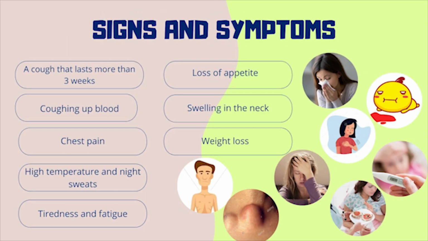So what are the signs and symptoms? Cough that lasts more than 3 weeks, coughing up blood. So the blood here is fresh blood. And then chest pain. When the blood has been in our body for a long time, sometimes it is no longer fresh blood. It looks blackish, the color of the blood that we spit out. And then high temperature and night sweats.